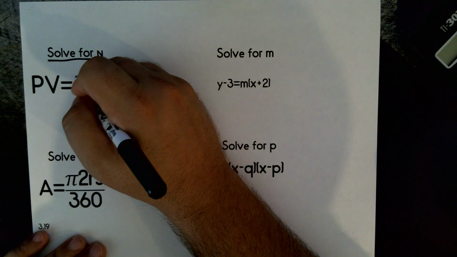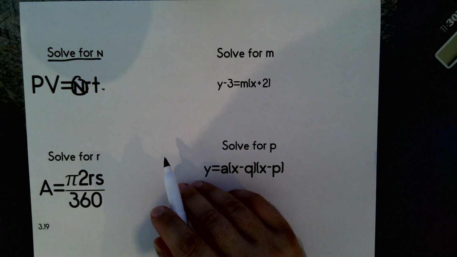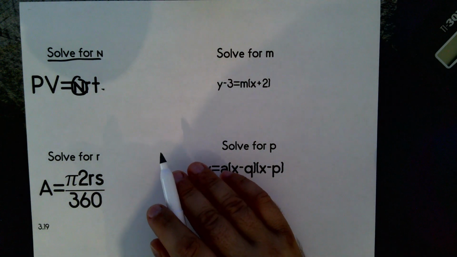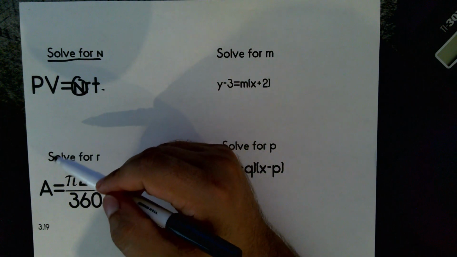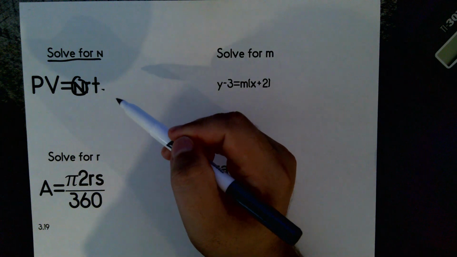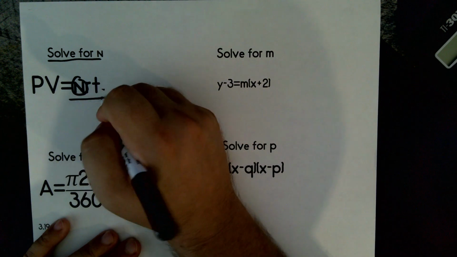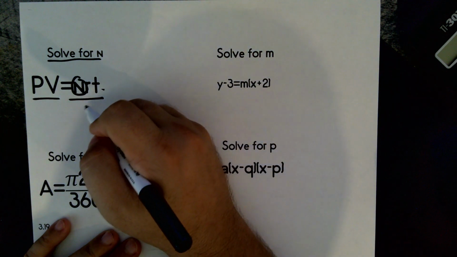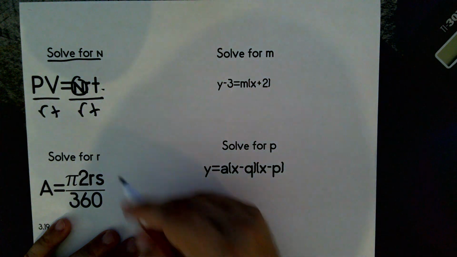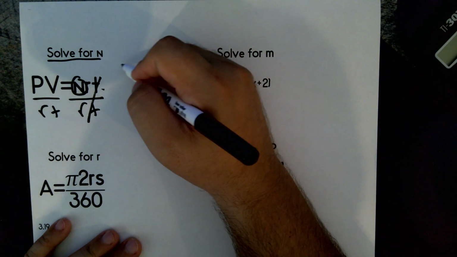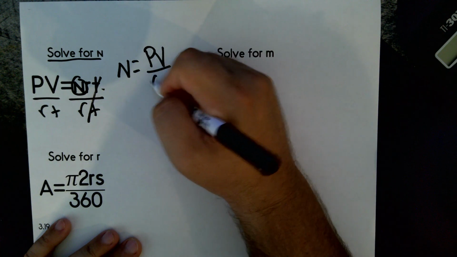So we simply circle or underline the variable that you want to get by itself, and then undo with inverse operations whatever's happening to it. The other stuff doesn't matter. It doesn't tell you what to undo. It's simply telling you what to do it to. So I want to undo the multiplication of RT, and you undo multiplication with division, and we can actually undo both of those at the same time. So n is equal to PV over RT.